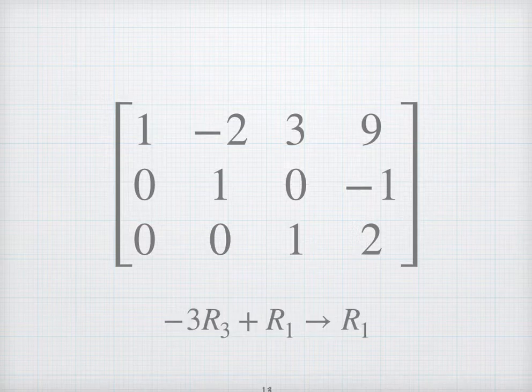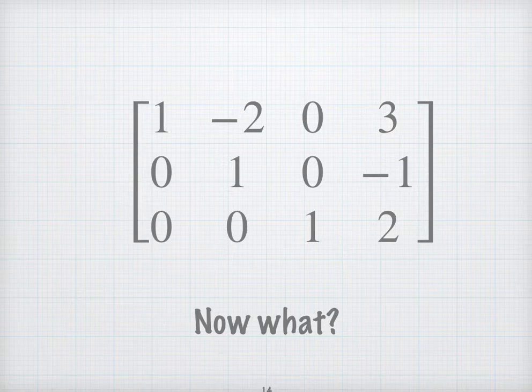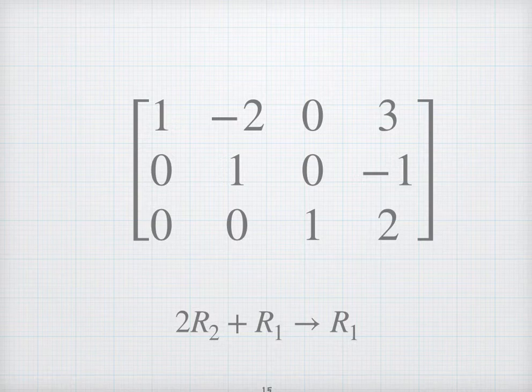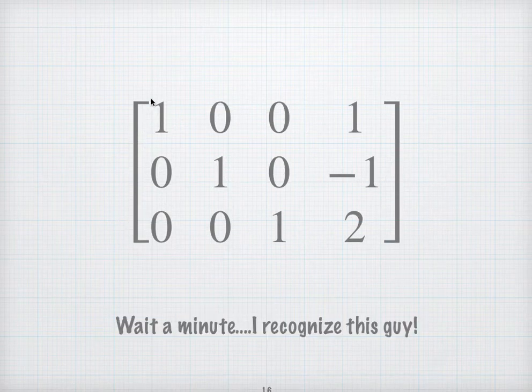I'm going to take -3 times row 3, add that to row 1, and that will become my new row 1, yielding this matrix. We're getting really close. Now what do you want to do? I think we should take 2 times row 2, add it to row 1, and that will become our new row 1 in our transformed matrix. Okay?